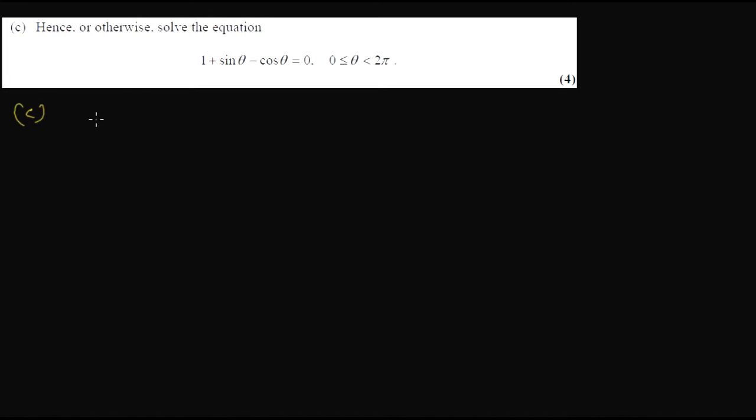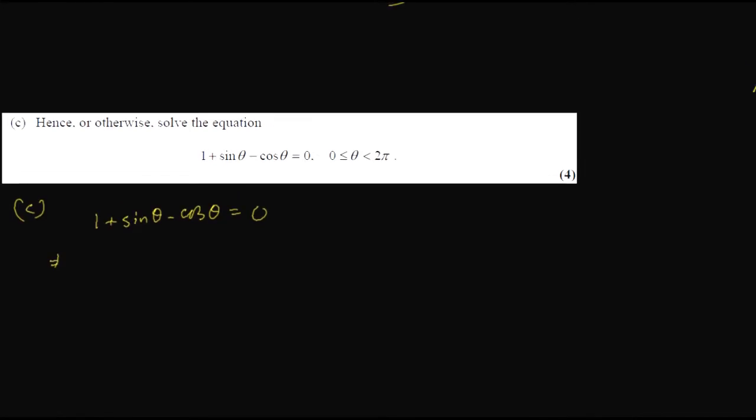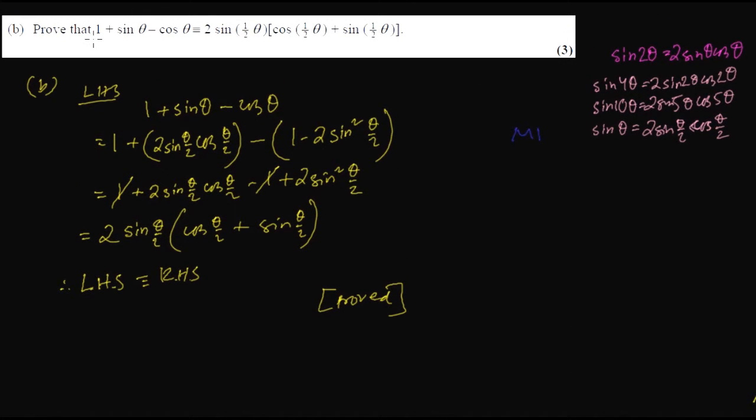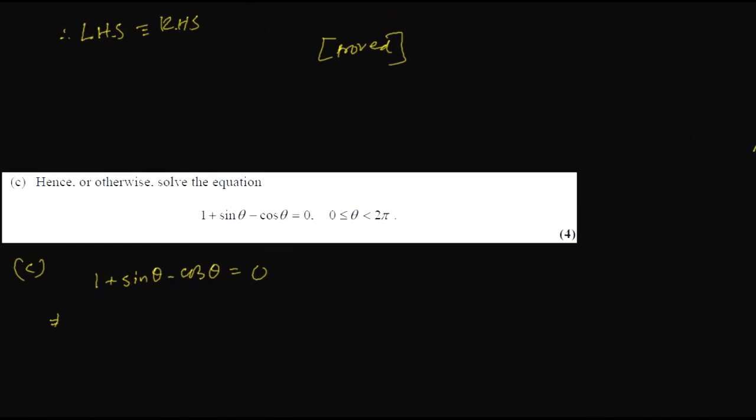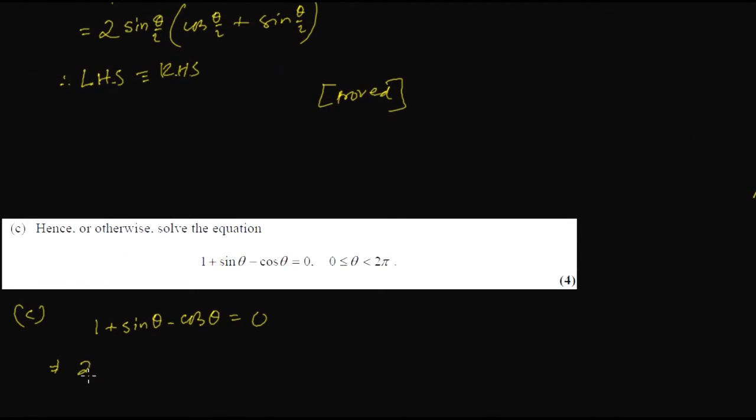So hence, instead of 1 plus sine theta minus cosine theta equals to 0, we just proved instead of that, instead of this thing, we can just write this thing. So instead of that, we will write this thing because they said hence. So 2 sine theta by 2, cos theta by 2 plus sine theta by 2 equals to 0. So that's what we have to do.